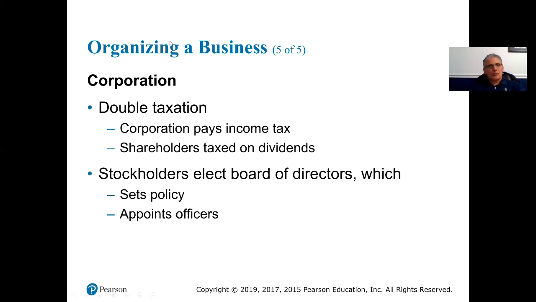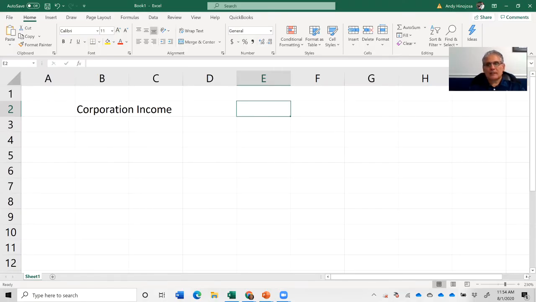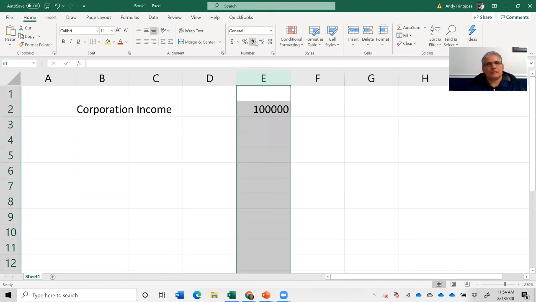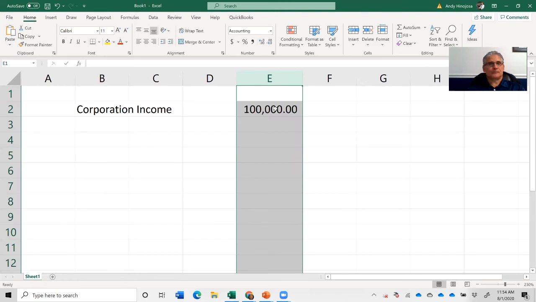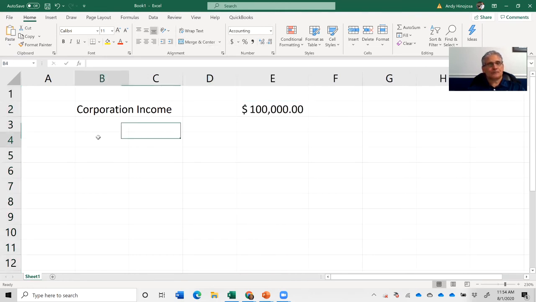I can show you how that works. Okay, so let's assume that the corporation earns $100,000 net income. Now this corporation has to file a tax return. And when it files a tax return, there's going to be a tax on that $100,000.